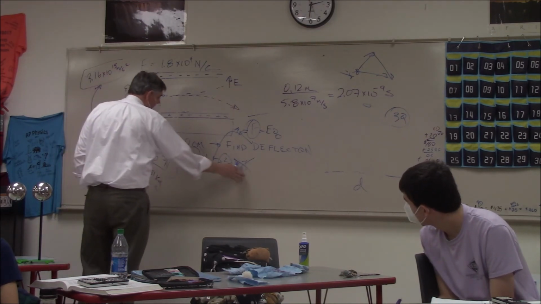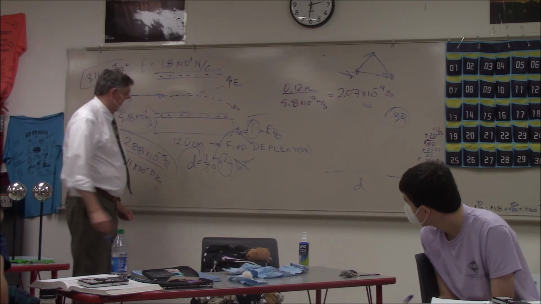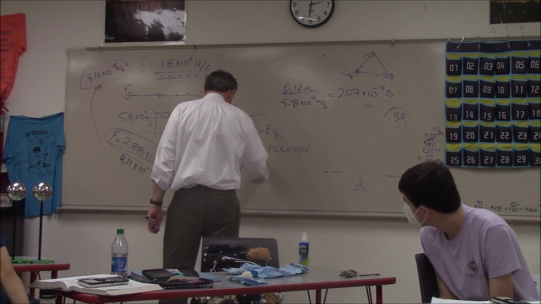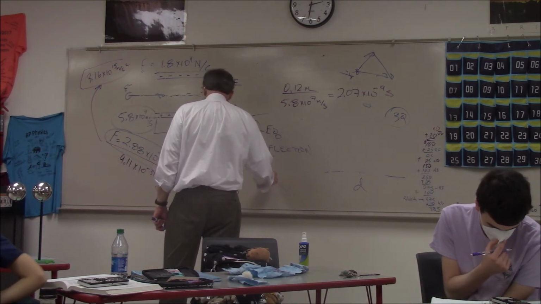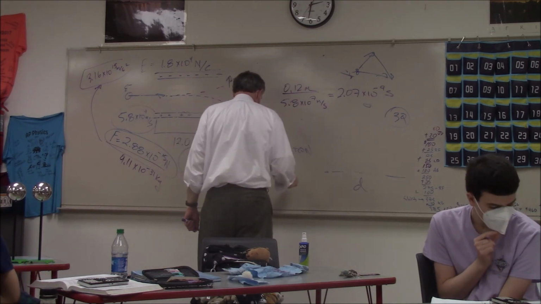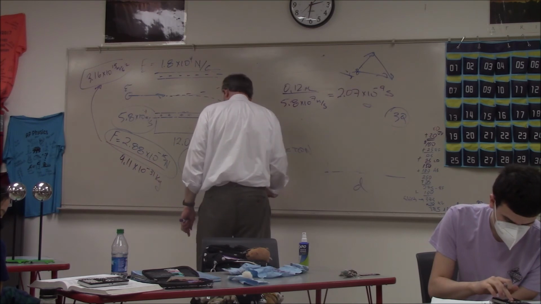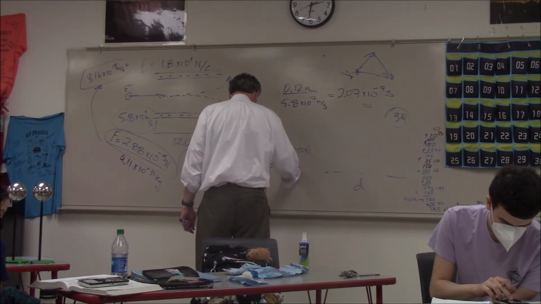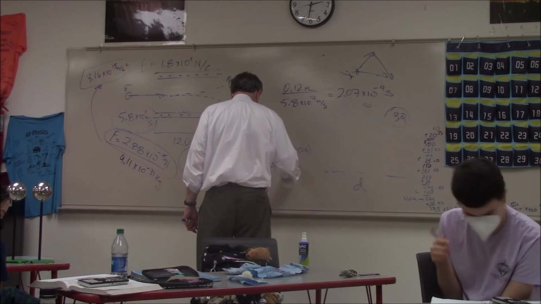Okay, so now you have all the numbers to plug in here. What did you get as your deflection? The distance is 0.00677 meters. Okay, so a little scientific notation: 6.77 times 10 to the negative 3rd meters.